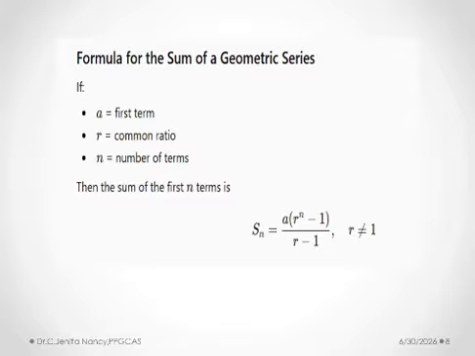Now comes the formula for the sum of a geometric series. If A is equal to first term, R is equal to common ratio, N is equal to number of terms, then the sum of the first n terms is given as Sn is equal to A into R power n minus 1 divided by R minus 1 when R is not equal to 1.